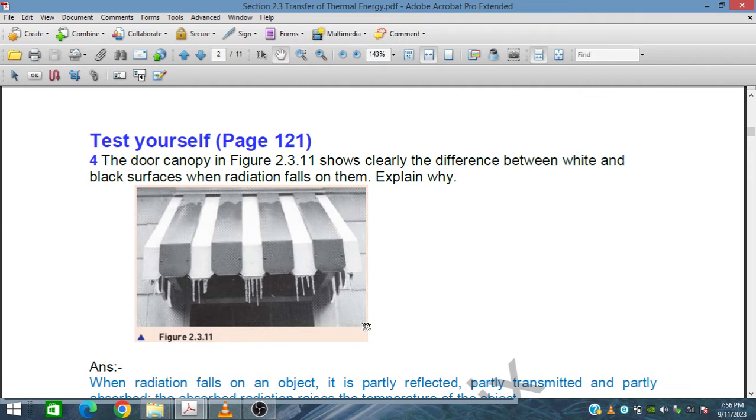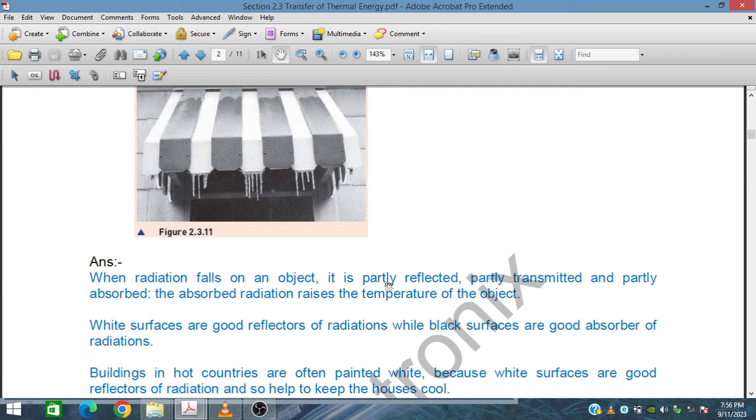Test yourself on page 121. The door canopy in figure 2.13 shows clearly the difference between the white and black surfaces when radiation falls on them. Explain why. When radiation falls on an object, it is partly reflected, partly transmitted, and partly absorbed. The absorbed radiation raises the temperature of the object. White surfaces are good reflectors of radiation, while black surfaces are good absorbers of radiation. So black surfaces absorb radiation and white surfaces reflect radiation.